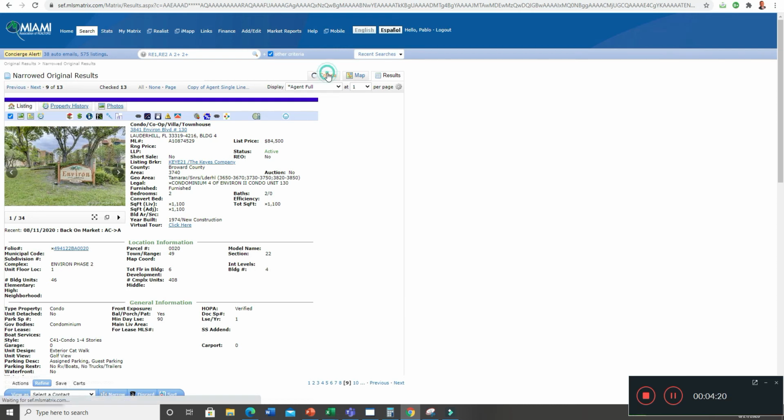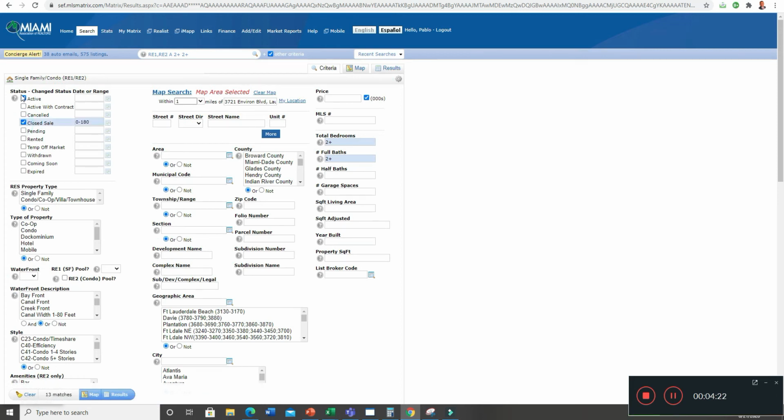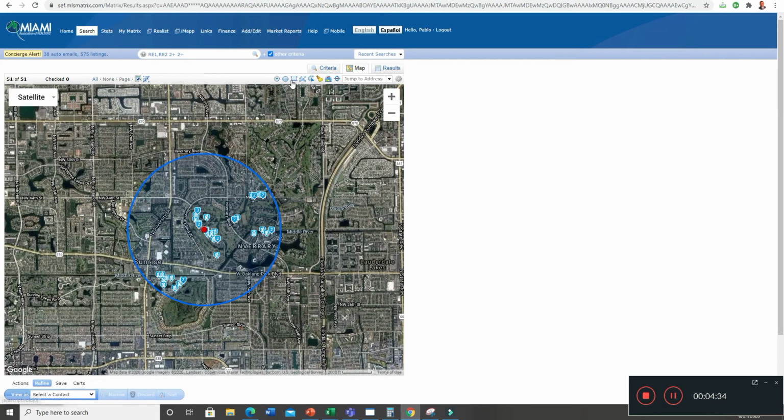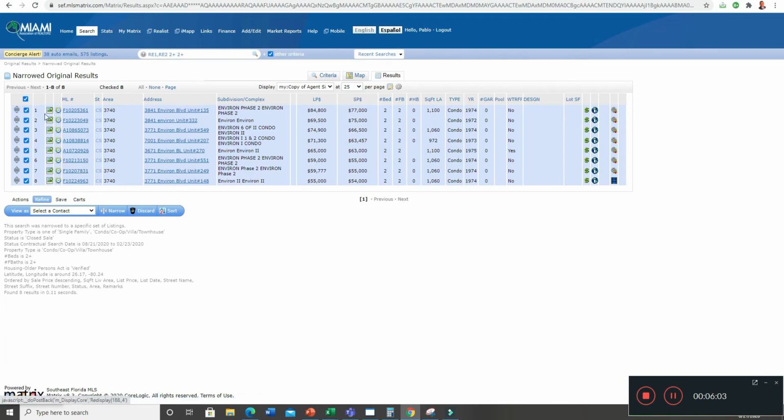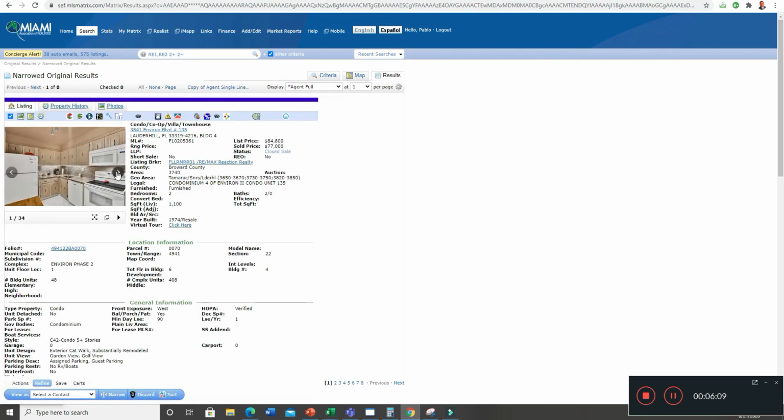Let me go back to the closed sales. The closed sales actually are even lower. We're going to stick to Environ. So when we look at the comparables here, the highest one that sold was 77,000. Then the next one after that is 75,000.